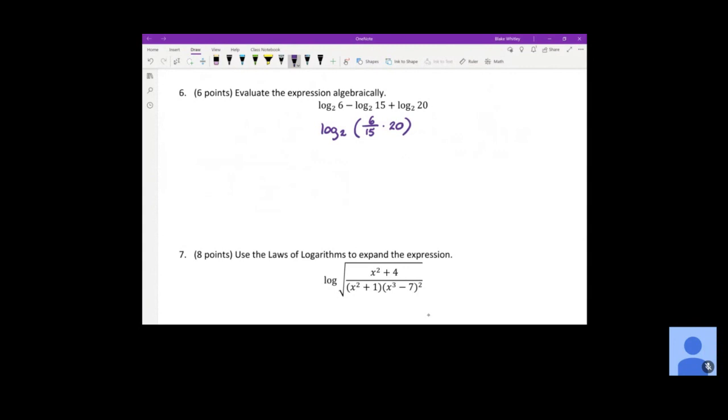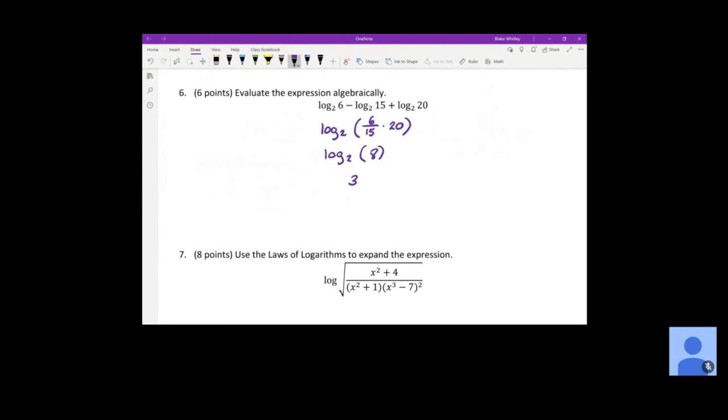Now we just need to simplify what's inside there. So if we do 6 divided by 15, times 20, what does that give us? Okay, so we get 8. So now we have a base 2 log of 8. So how are we going to solve that? Okay, good. So we know in this case that 2 to the 3rd power is equal to 8. And so this logarithm right here should just be equal to 3.